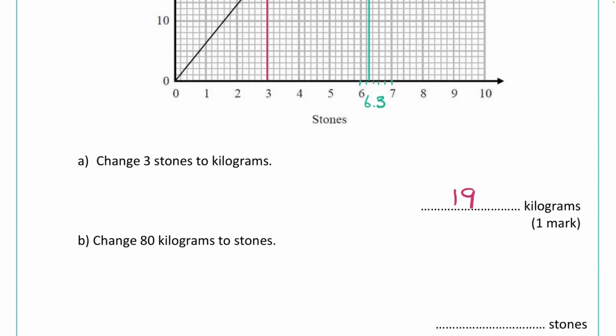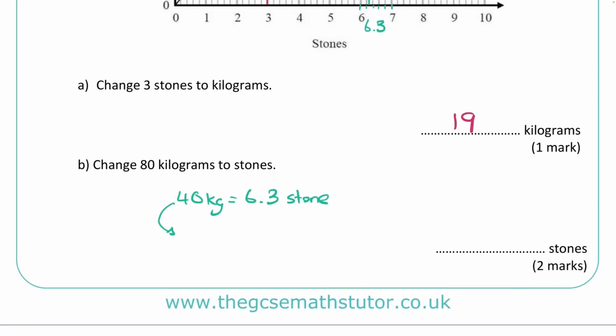So if I want to get to 80 kilograms, well, 40 kilograms is equal to 6.3 stone. And to get to 80 kilograms, I need to multiply that by 2. So 80 kilograms is going to be equal to 12.6 stone. And there we go, that would be my answer, 12.6. And there we go, there's using a conversion graph where we've had to scale up one of the answers as well.